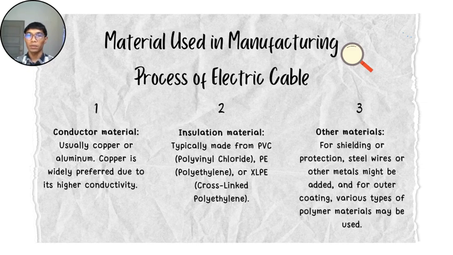Next, we are gonna see about the material used in the manufacturing process of electric cable. Number one is conductor material. This material is usually copper or aluminium. Copper is widely preferred due to its higher conductivity. Second is insulation material, typically made from PVC, PE or XLPE. And number three is other material. For shielding or protection, steel wire or other metals might be added. And for outer coating, various types of polymer material may be used.